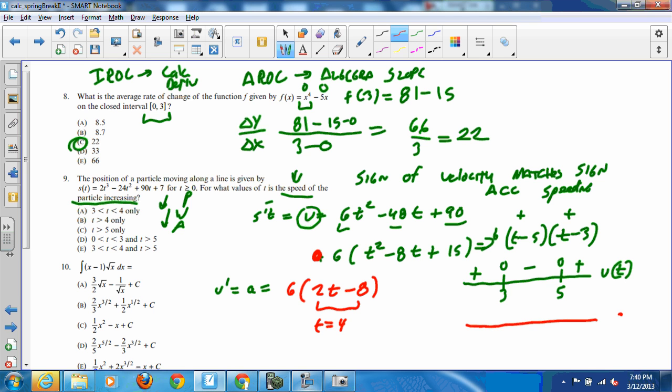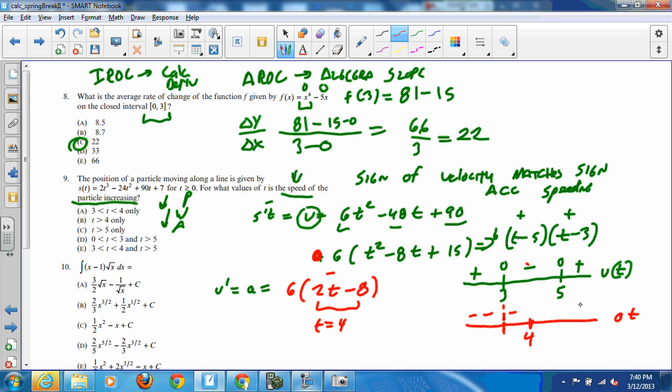So I like to draw my number line and match it up so that I can really get a good look at it. So all I have to do is look at a number smaller than 4, so let's just pick 3. 3 times 2 is 6. 6 minus 8 is negative, so it's negative here, right? It's negative even at 3. Maybe draw a dotted line here. It's still negative until you get to 4. So you can see here that between 3 and 4 seconds, it's negative, so the particle's speeding up there.